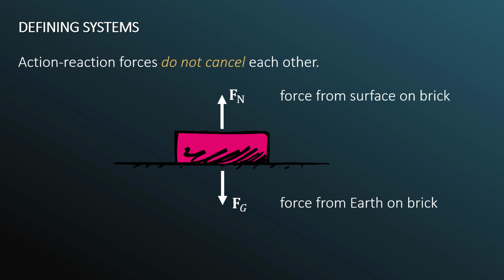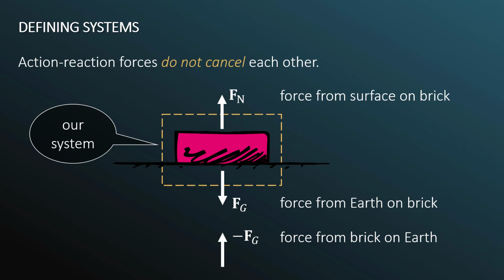Now, these two forces are not an action-reaction pair. The brick pulls on the earth just as the earth pulls on the brick. These two in the bottom are the action-reaction pair. But our system is this brick. So our system is the object or set of objects that we are interested in. And the forces applied to that will put that object possibly into motion. Using Newton's second law, we know that the net force equals the mass of our system multiplied by the acceleration.